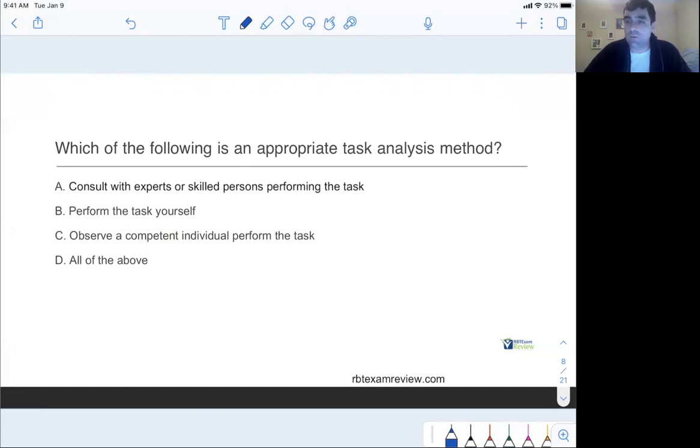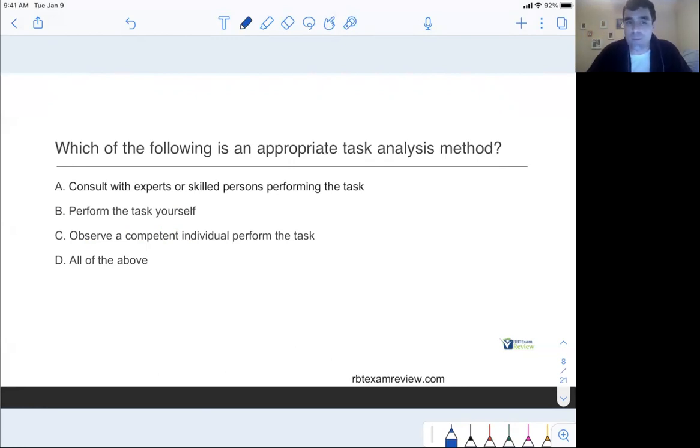You want to teach someone to wash their hands. Well, if you know how to wash your hands, you can perform the task, okay, and mark as you go and create steps based on how you're doing it, right? So you could perform the task yourself, monitor yourself, okay, and make a task chain that way and analyze the task that way. So B looks good.